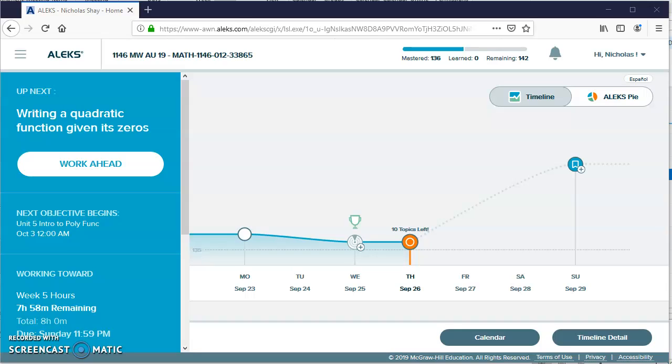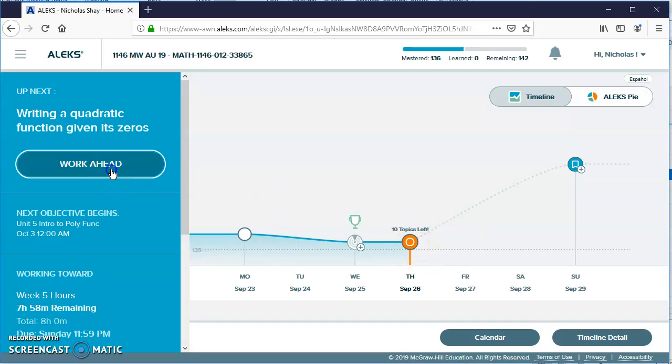I've had some students express that they weren't sure which topics they were supposed to be working on, or they were saying, hey, I was finishing topics and it wasn't telling me that I was getting anything done. So I'm going to quickly show you the difference between prerequisite topics and this idea of 10 topics left and how we get those done.